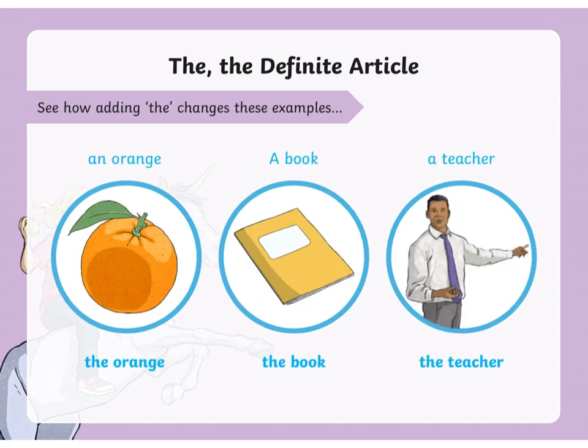Now we have got more examples to understand the definite article the. See how adding the changes these examples. अब the लगाने से कैसे हम उस चीज़ को बदल देते हैं. First of all, it's an orange. What is it? An orange. And we have got the orange. A book. The book. Specific हो गया. A teacher could be any teacher. The teacher, the particular teacher, the specific teacher we are talking about.